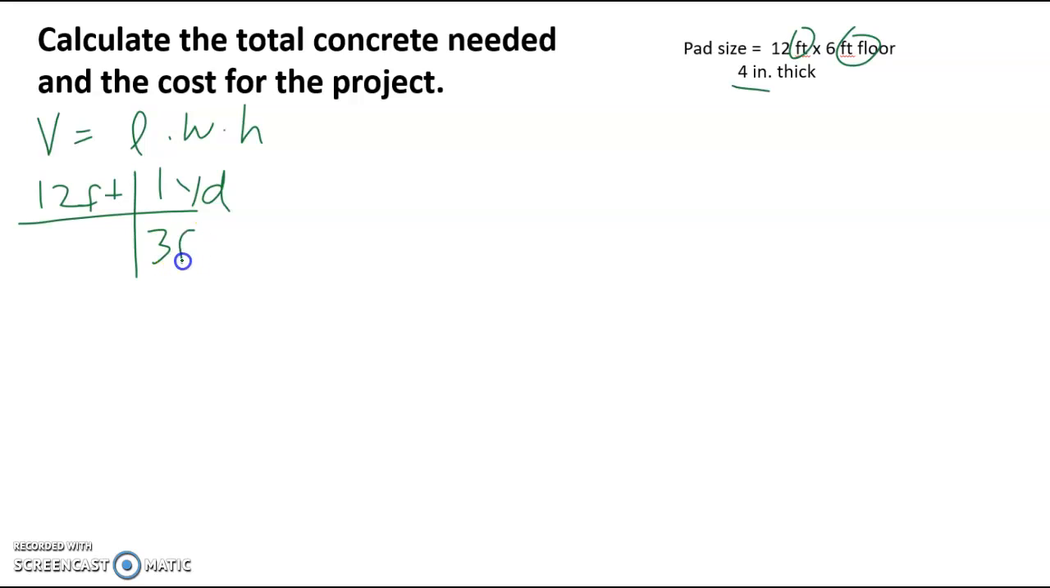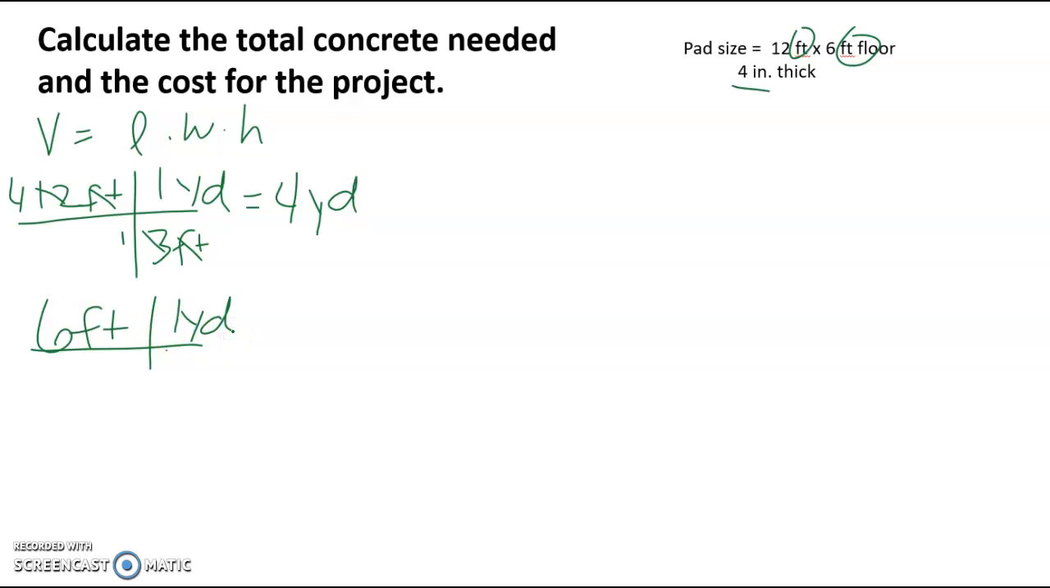So I have 3 feet in 1 yard, so my feet are going to cancel out. 3 will go into 3 one time, 3 will go into 12 4 times, so I have 4 yards. Then I have 6 feet, convert that into yards, so I have 3 feet in a yard, so my feet are going to cancel out. 3 goes into 3 one time, 3 goes into 6 2 times, so I have 2 yards.